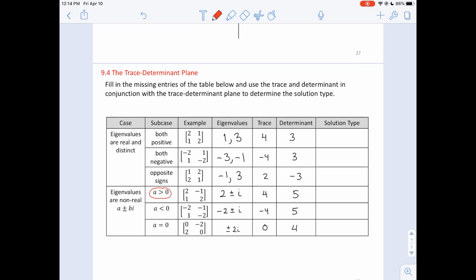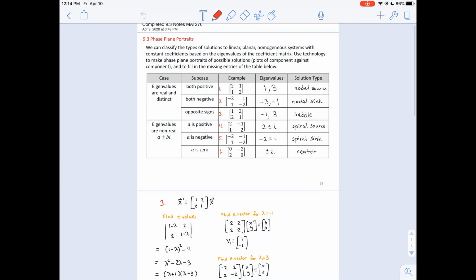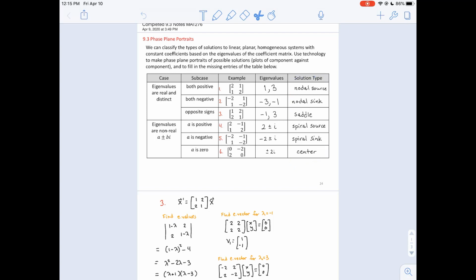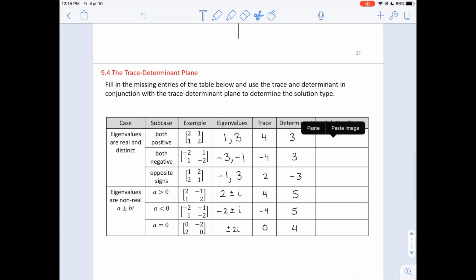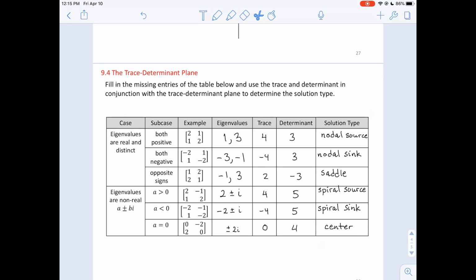positive, then we had, if you recall the solution type, I should really just copy these over from the last one. Let me back up to our last notes. Just grab this and copy these over. Right, these were the solution types. If we have non-real eigenvalues, so we're looking at this case, and we have a positive real part, then we have a spiral source.